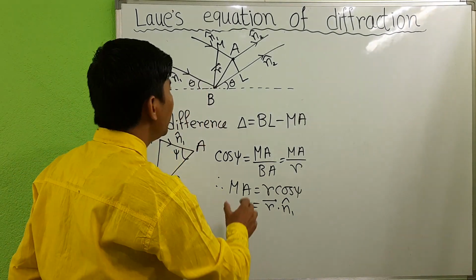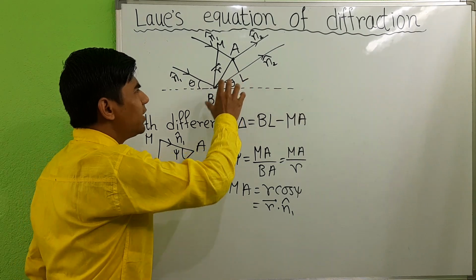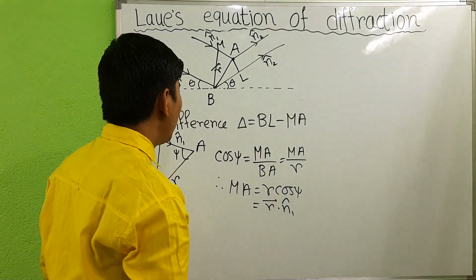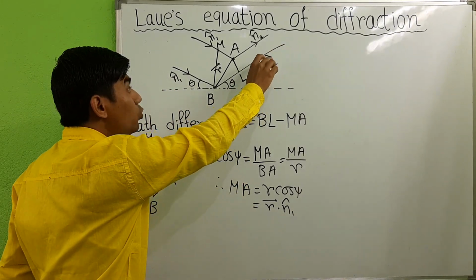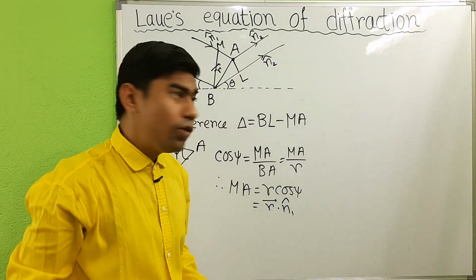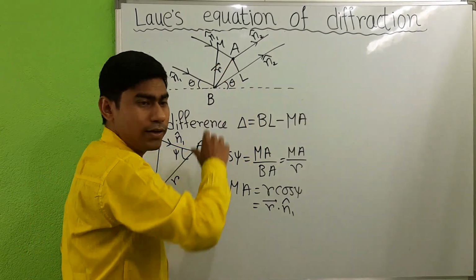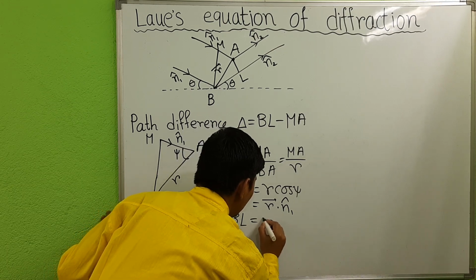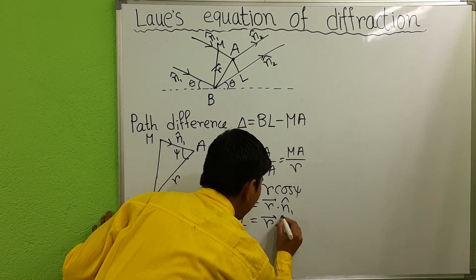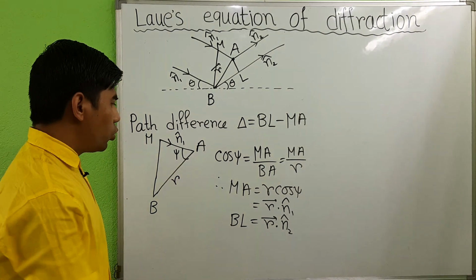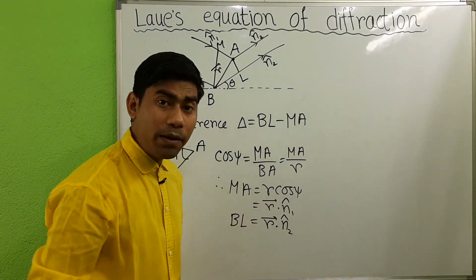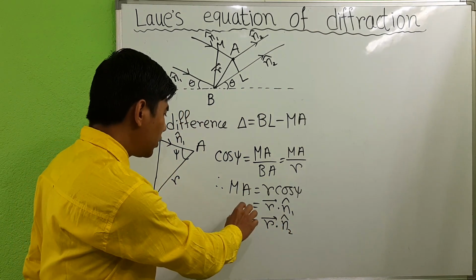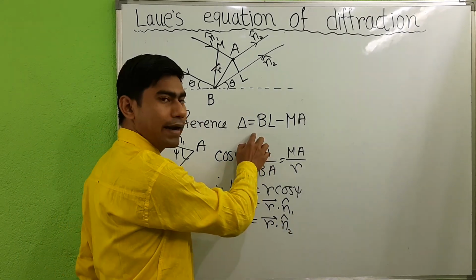Now to calculate BL, we see the triangle BAL. Along BL unit vector is n2 cap, and this distance is R. So similarly BL equals R dot n2 cap. So MA is R dot n1 cap and BL is R dot n2 cap. Now we put the value of MA and BL here.